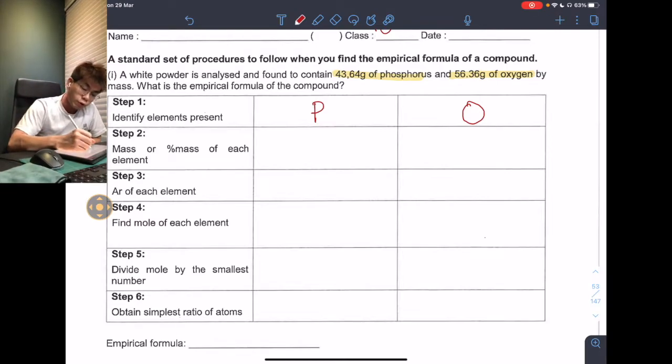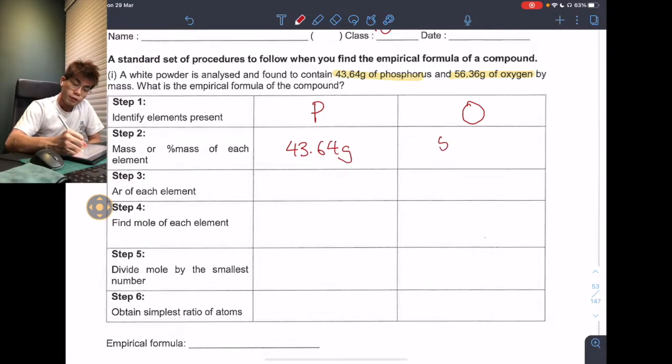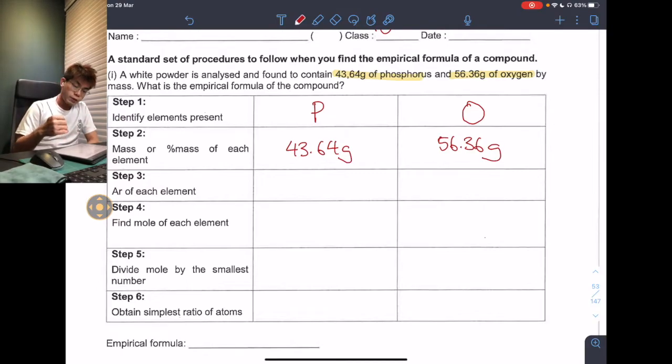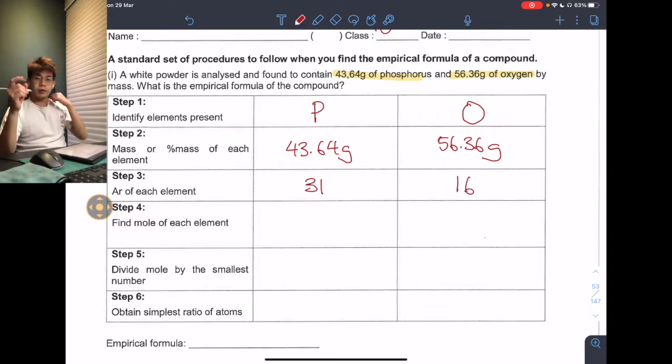Step 2, below that in the table, we write mass. So we got 43.64 grams, and then we got 56.36 grams. After that, we find the AR, the relative atomic mass, not the molecular mass, the atomic mass of phosphorus and oxygen. I believe phosphorus is 31 and oxygen is 16. Now that I know the AR, I will find the moles.